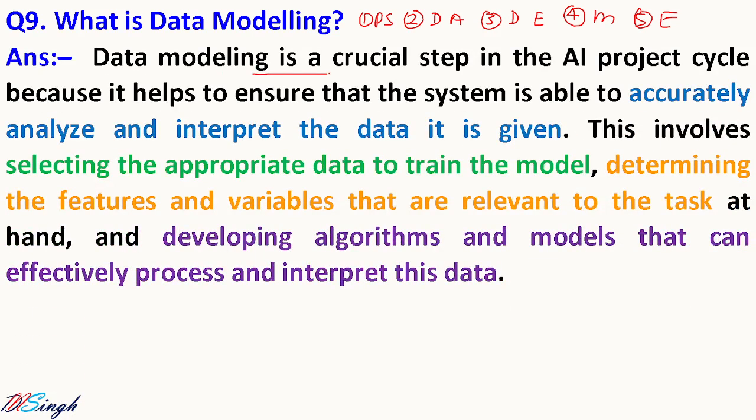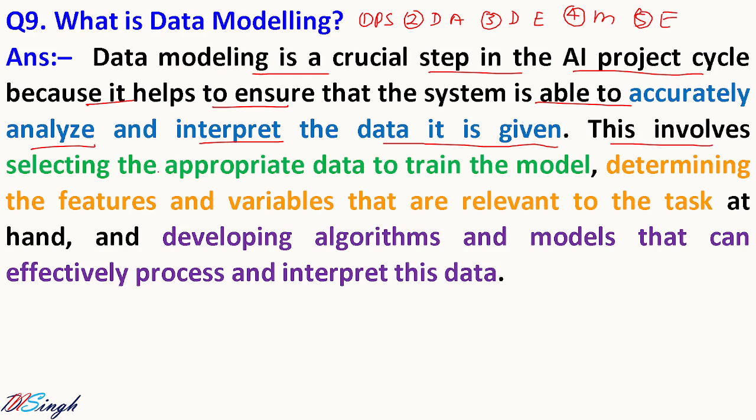Okay, fine. Data modeling in reference to the AI project cycle is a crucial step because it helps to ensure that the system is able to accurately analyze and interpret the data it is given. Whatever data you are giving the system, the system should understand it well, because in computers data can be in any form, like image, video, text, speech, numbers, or alphanumeric. So whatever data you are giving it should be properly analyzed and interpreted by our model.